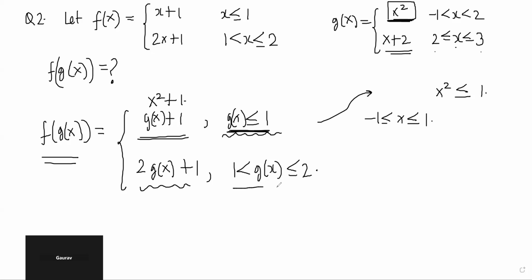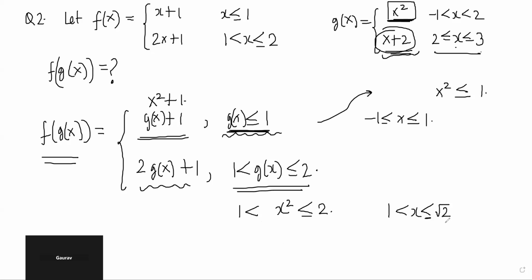So now we have to think when g of x is between 1 to 2. Again, x plus 2 cannot be taken, because x plus 2's output is between 4 to 5. So again, you have to do 1 is less than x square is less than or equal to 2. This will mean x is bigger than 1 and less than root 2, and in that case, the function is 2x squared plus 1.